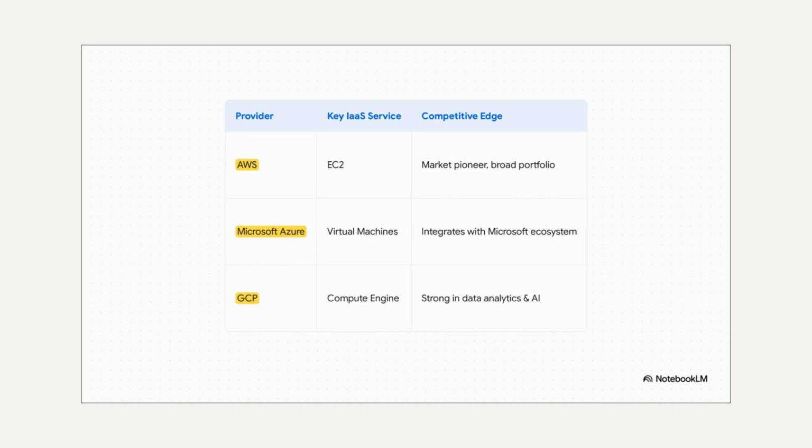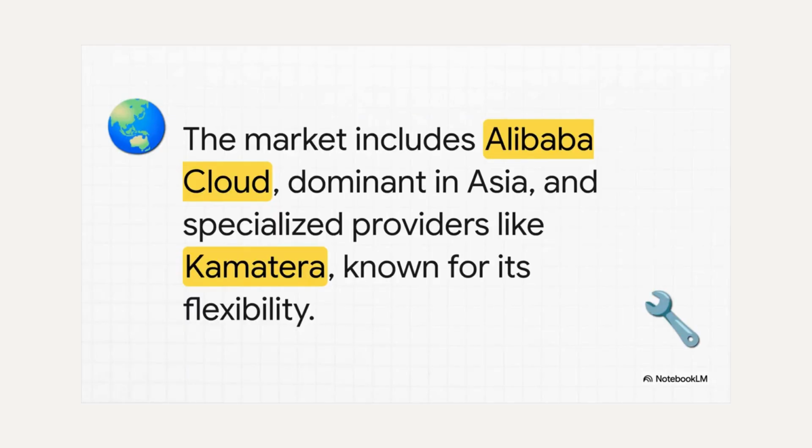And here's a key trend for you. While AWS is still king of the hill in market share, both Azure and GCP are actually growing at a faster rate right now. But hey, the world of IaaS isn't just a three-horse race. You have giants like Alibaba Cloud, which is a massive force over in Asia, and you've also got a whole ecosystem of smaller, more specialized providers like Kamatera that might focus on things like extreme flexibility or high-performance customization.